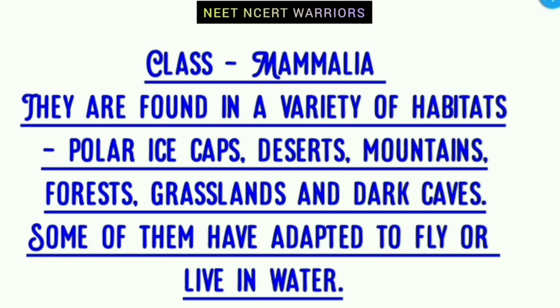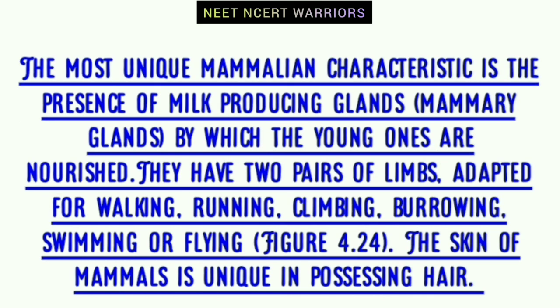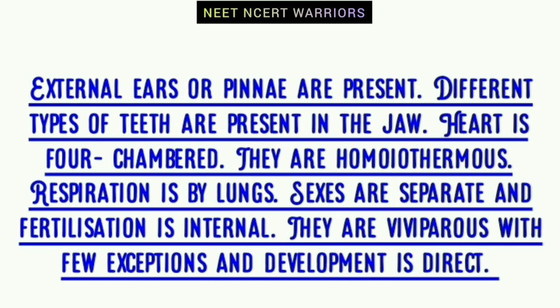Class Mammalia. They are found in a variety of habitats: polar ice caps, deserts, mountains, forests, grasslands and dark caves. Some of them have adapted to fly or live in water. The most unique mammalian characteristic is the presence of milk-producing glands, mammary glands, by which the young ones are nourished. They have two pairs of limbs, adapted for walking, running, climbing, burrowing, swimming or flying. The skin of mammals is unique in possessing hair. External ears or pinnae are present. Different types of teeth are present in the jaw.